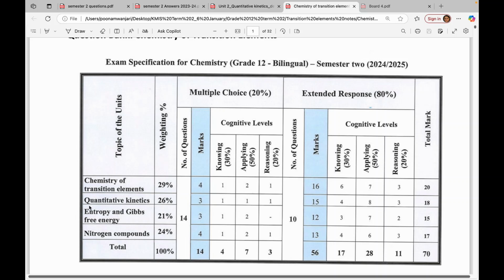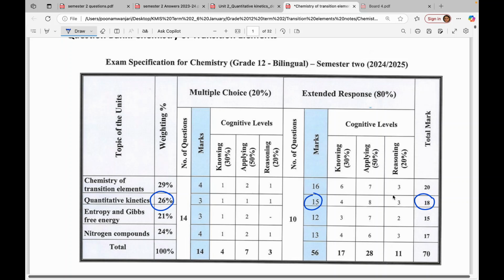So this is our second unit, Quantitative Kinetics, and it has a weightage of 26%, the second highest weightage, and total marks are 18. In the exam you will find 3 MCQs: knowledge based, application based and reasoning based. For extended response you will find 15 marks, mainly 4 marks on a knowledge based question, 8 marks on an application based question and 3 marks on a reasoning based question.